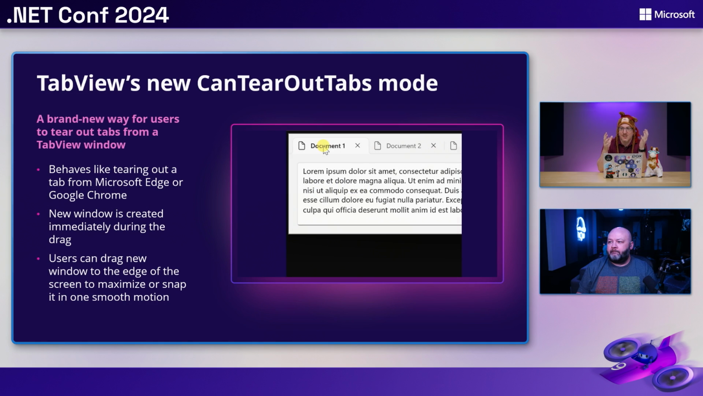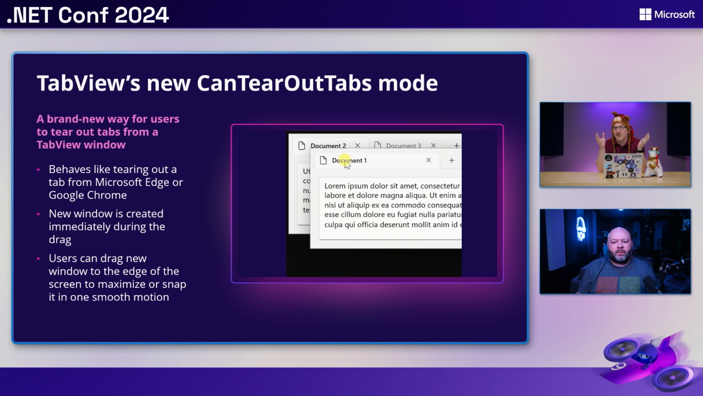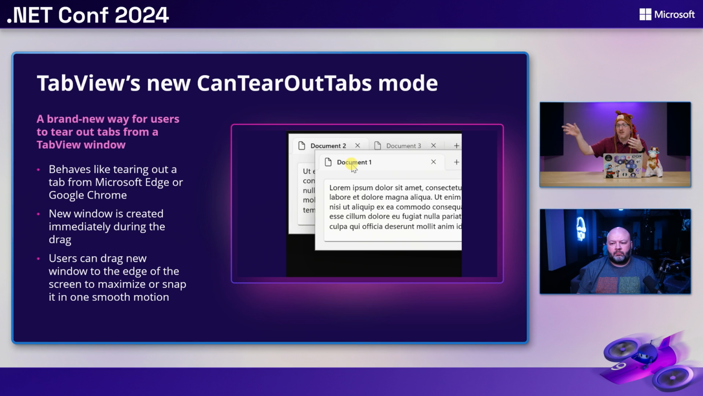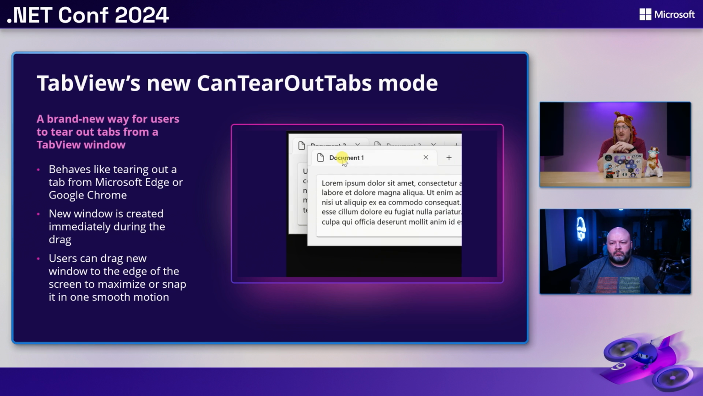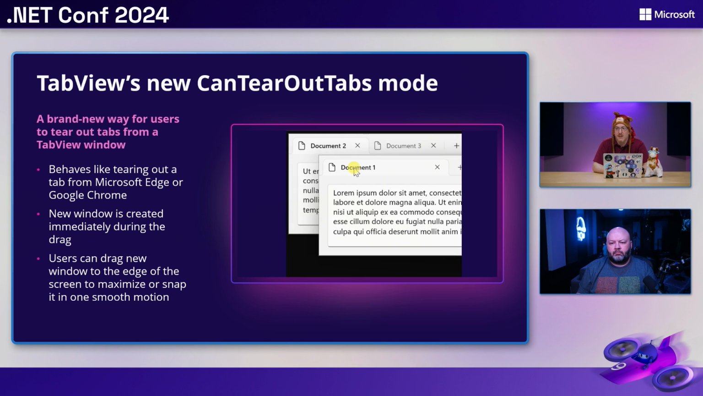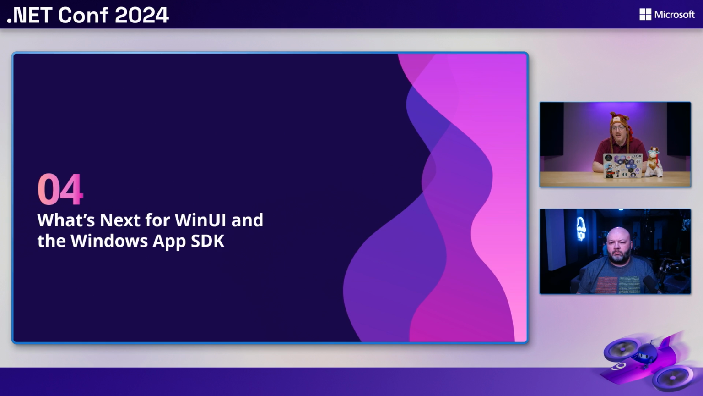So, just to recap quick, as we saw with the tear out tabs mode, it's going to behave just like your browsers do in Edge and Chrome, creates that new window and lets your users easily integrate that deep OS feature with the Snap API. So it just feels like any other Windows application. So really great new improvements in this space to the Windows App SDK and WinUI. And so what's next for them, right?